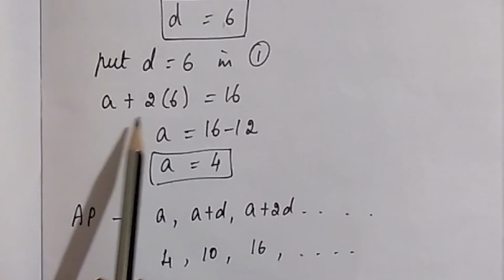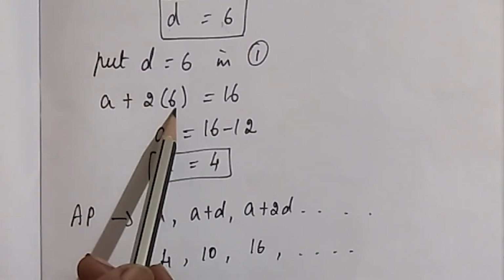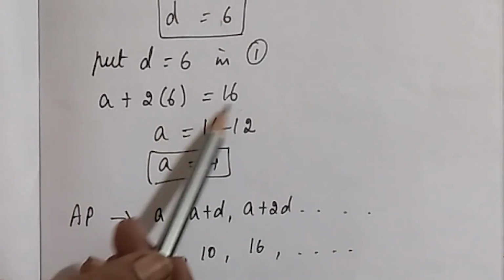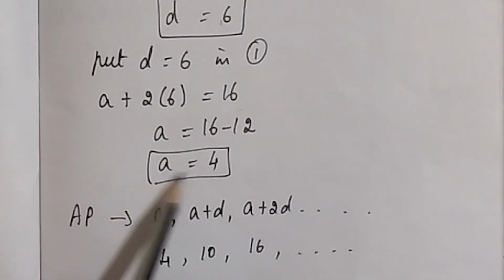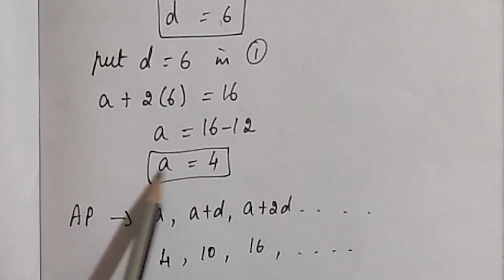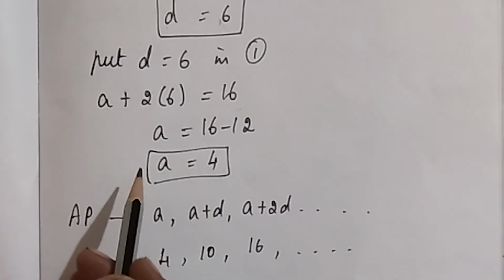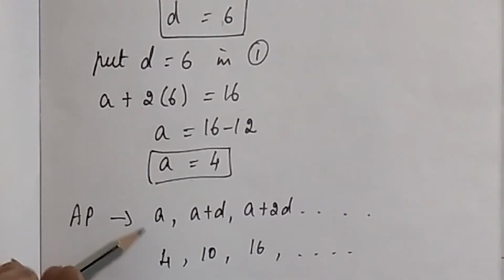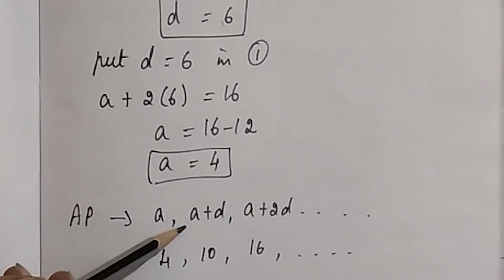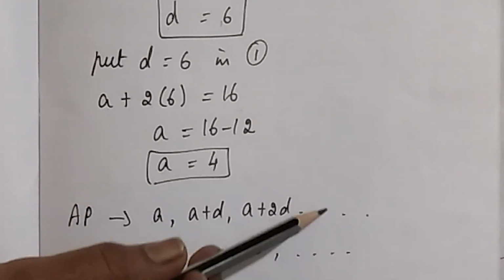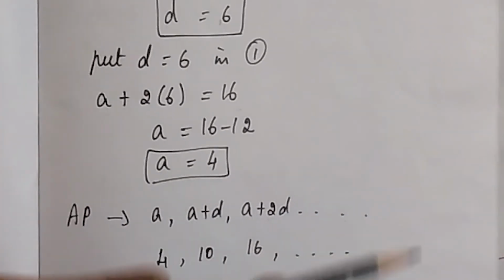So, you will write A plus 2 into 6 is equal to 16. Therefore, A is equal to 4. And they are asking you to find the AP. What are they asking? Find the AP. You know, first term A, second term A plus D, third term A plus 2D, fourth term A plus 3D. Keep going on.